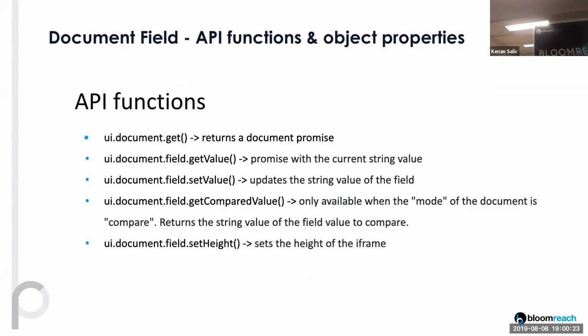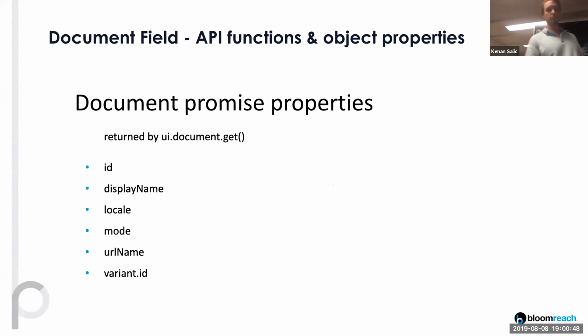So when you look at the document fields, the API function and the object properties, you can get the document, you can get the field value, you can set the value, you can get the compared value, so the one between the preview, so the one which is unpublished, and the published. So you have access to all of these API functions to make sure that you can do whatever you want to do with this front-end project. You'll also have some other properties which you can access as well.